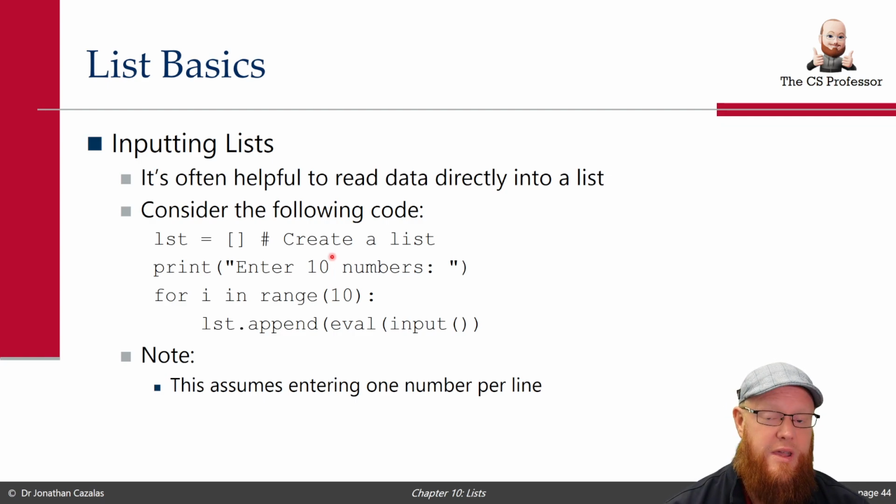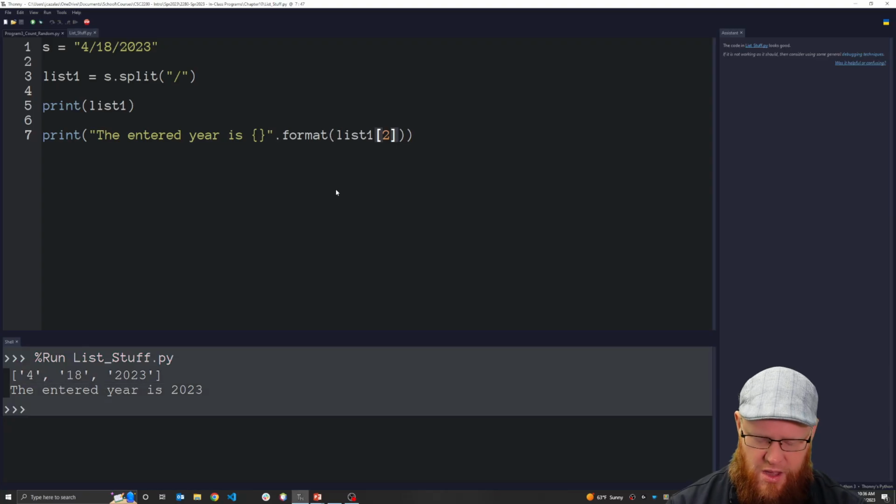Often it's also very helpful to read in values from a user all on one line. And we could do that using a list, because normally if we wanted to ask the user, enter 10 numbers, for i in range 10, list.append, and look at what I'm doing here. I'm saying eval input. We're really saying one number on each line, hit the number, hit enter, and we're going to append it to our list, right? Let's check that out.